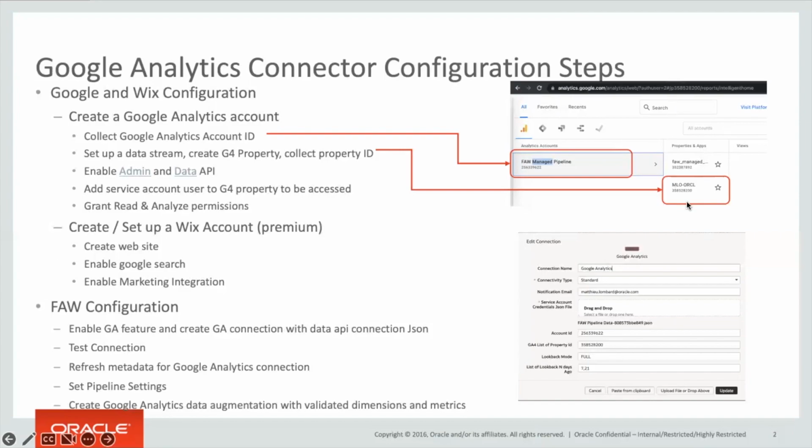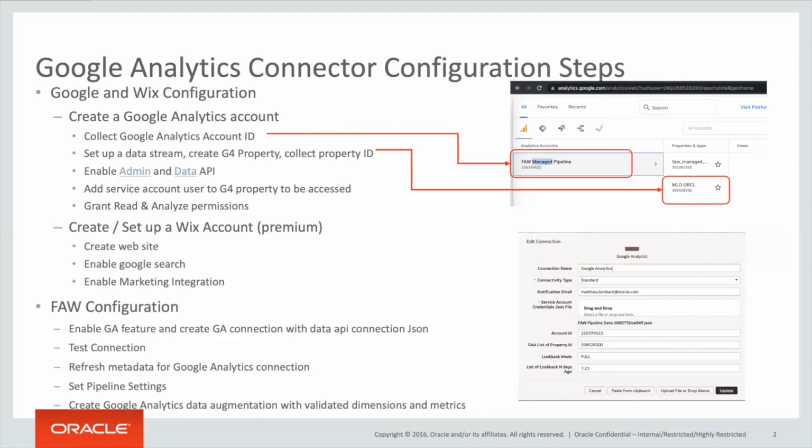In order for Fusion Analytics to connect to Google Analytics, we need to enable the admin and data API. So we'll walk you through how to set that up and collect the relevant information that's going to be required to then set up that service account in Google Analytics. And that account will need proper permissions, for example read and analyze, that would be required for that service account to be set up.